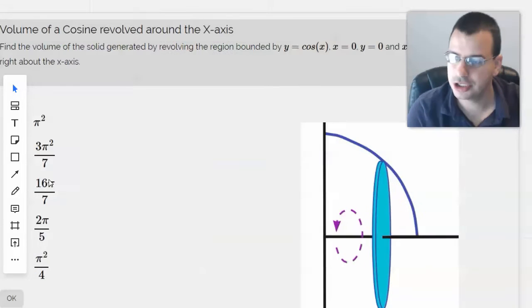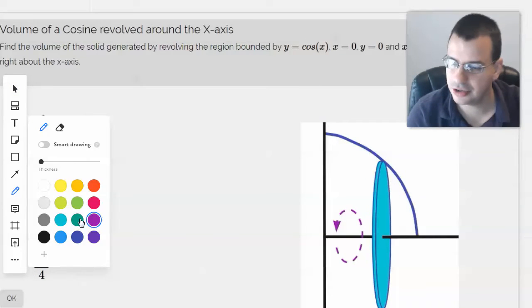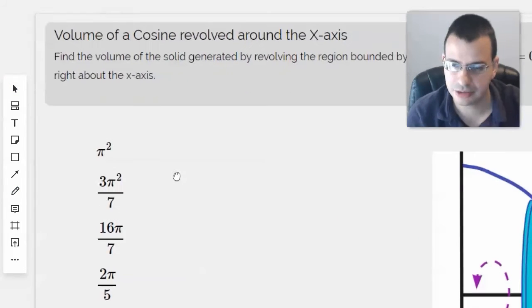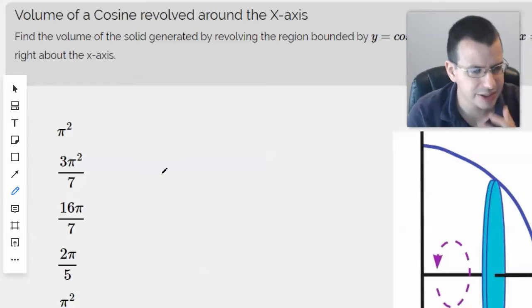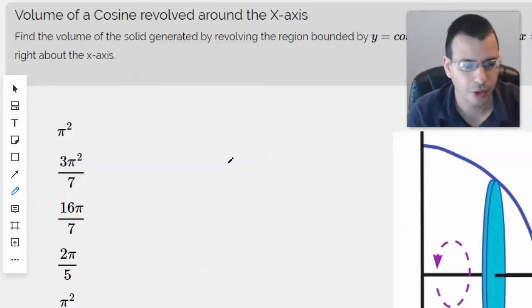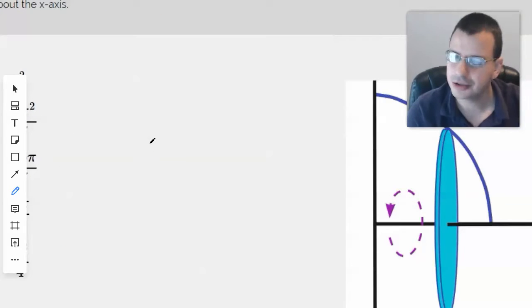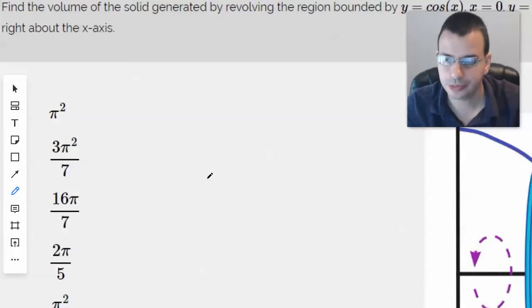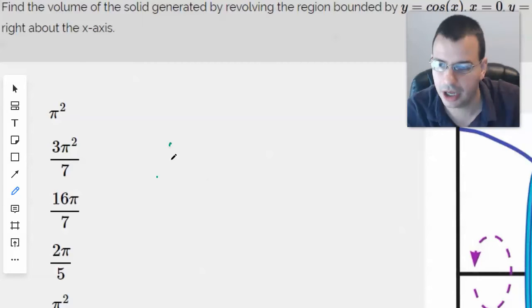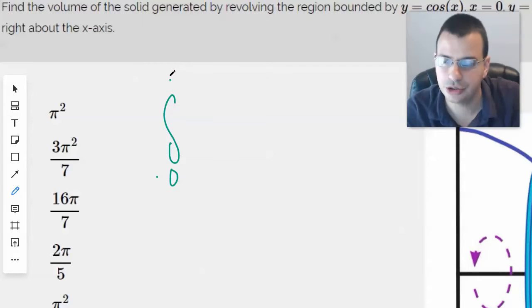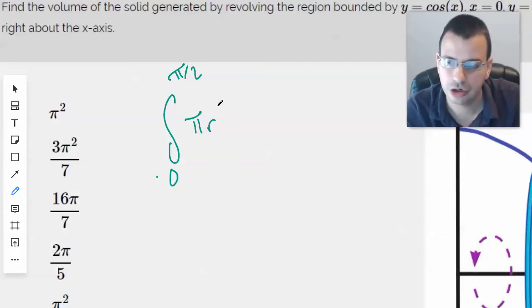Okay, seems reasonable. So this is a fairly straightforward disk method. Is it disk method? I think it's disk method. We're going to go with the disk method. Well, there's a disk drawn here, so it's probably disk method. Okay, so we're going to start by doing an integral from 0 to pi over 2, and I'll do pi r squared delta x.